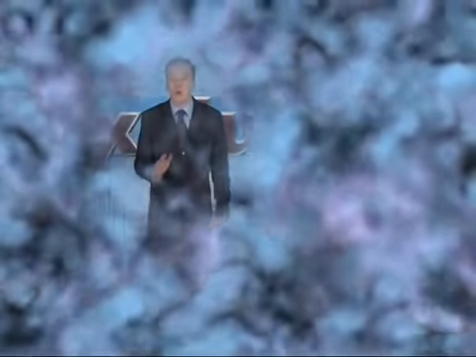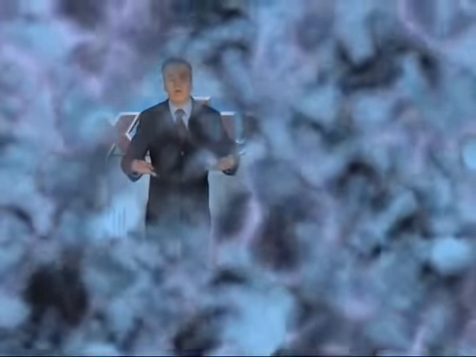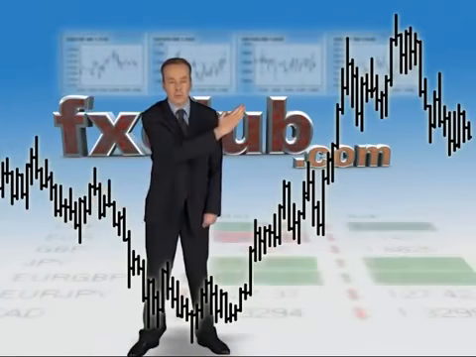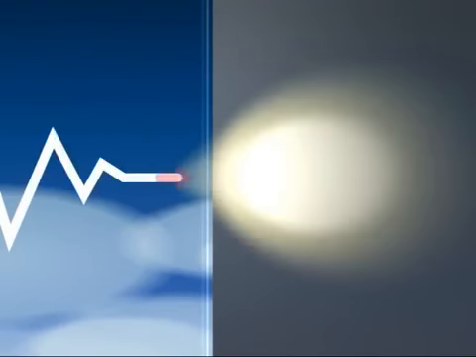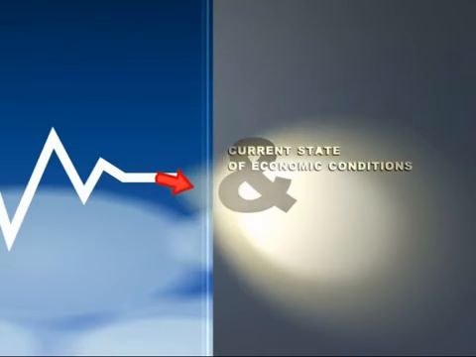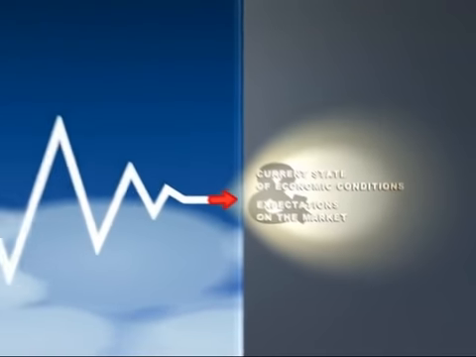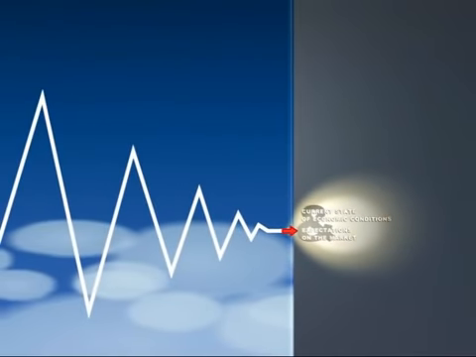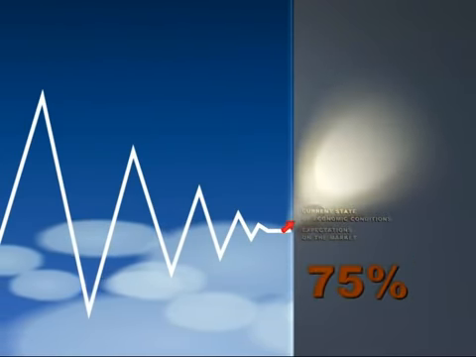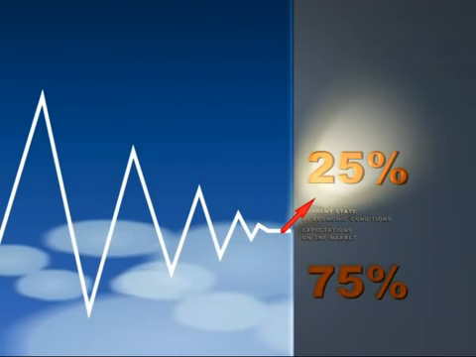Mind you, nothing lasts forever, and the clouds of uncertainty will clear in time, revealing a definite direction in price. The direction of the breakout depends on the current state of economic conditions and expectations on the market. Research suggests that 75% of symmetrical triangles are continuation patterns, leaving the other 25% to prove themselves as reversals.